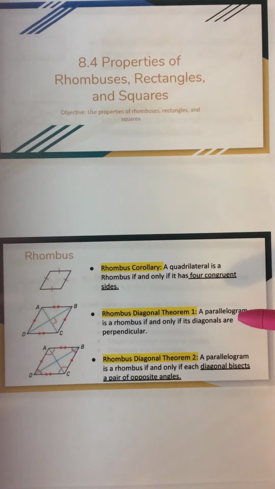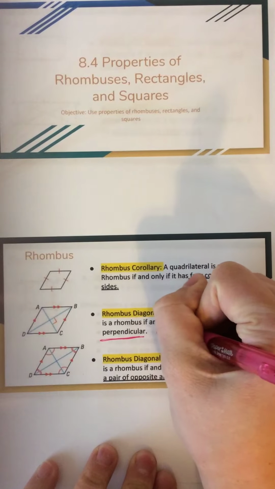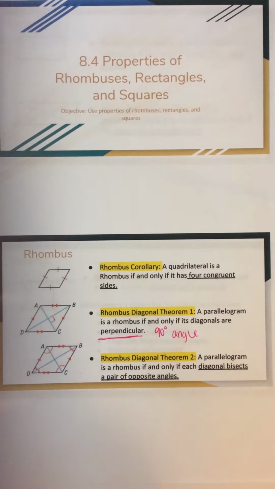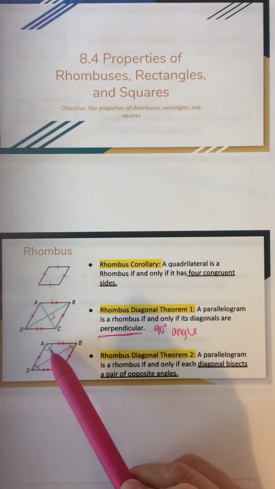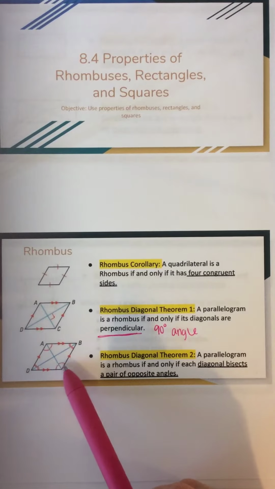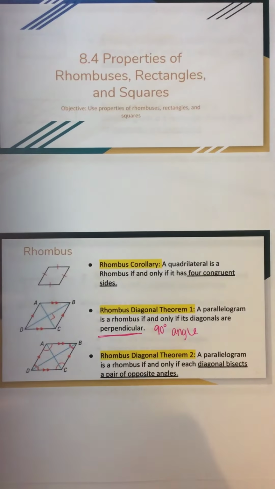When it comes to the diagonals, a parallelogram is a rhombus if and only if the diagonals are perpendicular, which means it creates a 90-degree angle, as we can see right there. And then our second theorem for the diagonals in a rhombus is a parallelogram is a rhombus if and only if each diagonal bisects a pair of opposite angles. So it bisects the angle the diagonal is connected from. All right, so we know they intersect and create a 90-degree angle, and they also bisect opposite angles. And those are our three theorems for a rhombus.